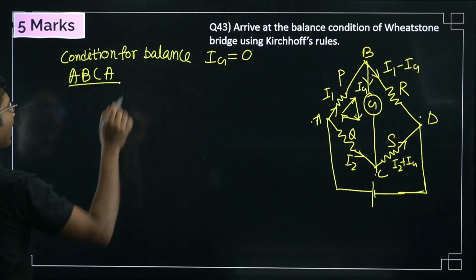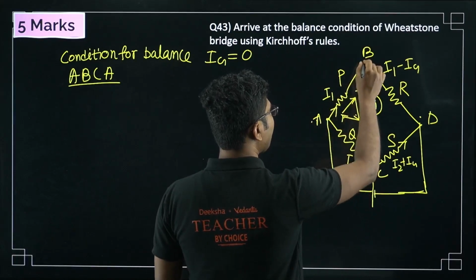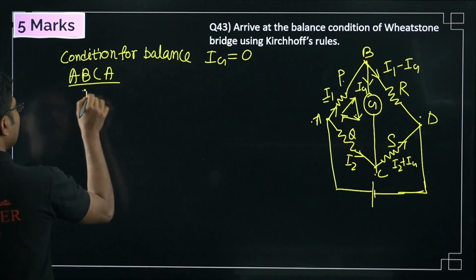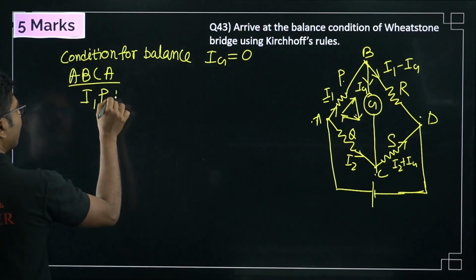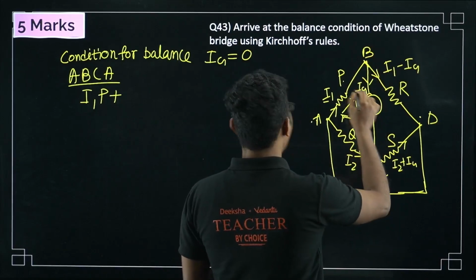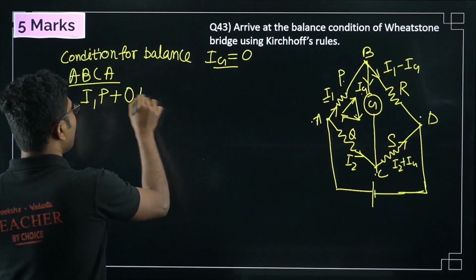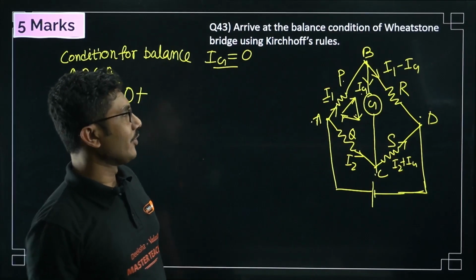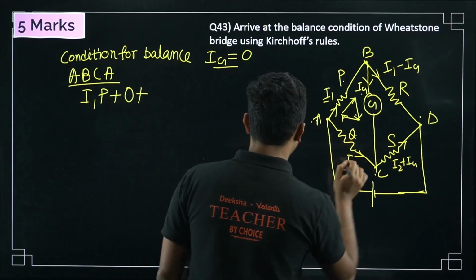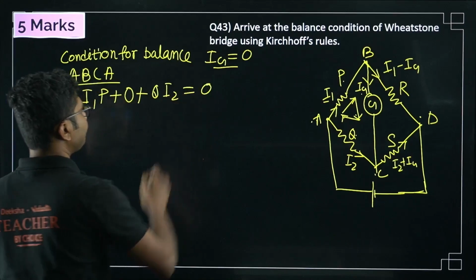This is our first loop, and in this loop, what is the first? We are going from here to here. Current is I1, resistance is P. So I1 into P plus. Now we are going from here to here. As I have written, Ig is 0, so G will not create anything in this equation. Second, we are going from here to here. That means Q into I2. So Q into I2 equals 0.